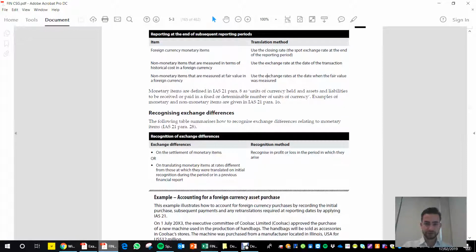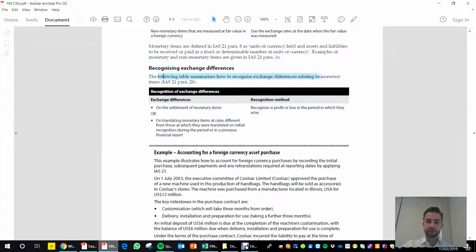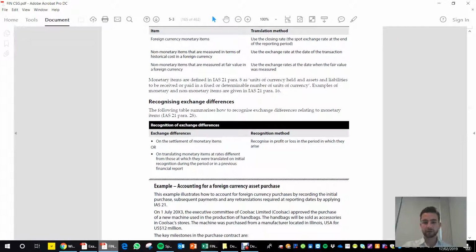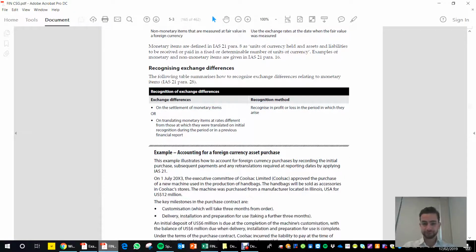Okay, so let's move on. Because of that subsequent measurement or revaluation at the end of financial year, in layman's terms, you're going to have a gain or a loss generally, depending on which way the currency has gone. Now this tells us how to treat that, and it's basically saying you recognize the item in profit and loss in the period in which they arise. So you're going to have a gain or loss item in the actual P&L.